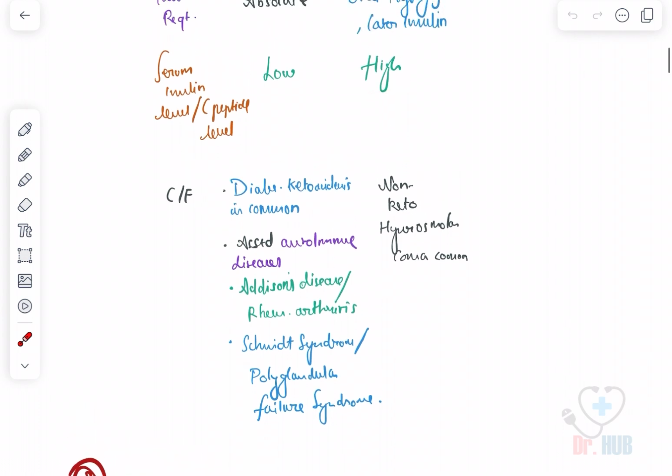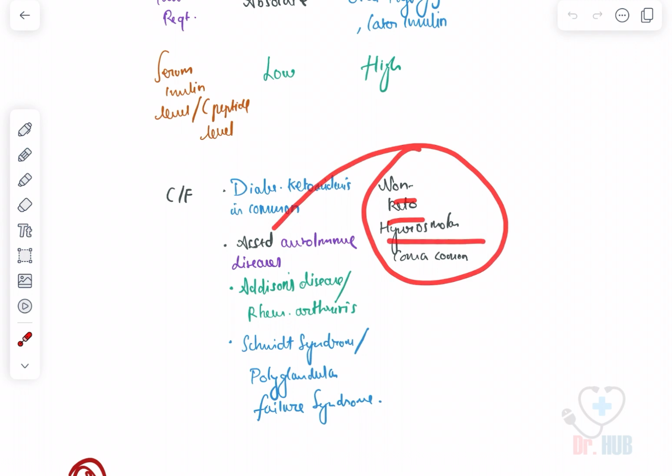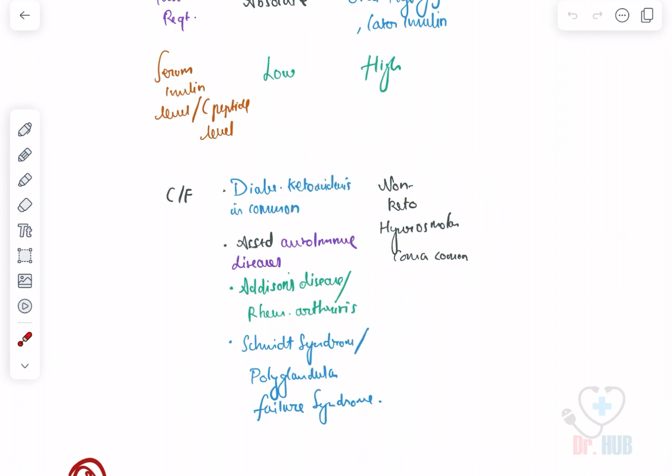Then moving on to the clinical features. In type 1, there is diabetic ketoacidosis, which is more common in type 1. It is associated with autoimmune diseases, such as Addison's disease as well as rheumatoid arthritis. There is Schmidt syndrome and polyglandular failure syndrome. Then looking at type 2, non-ketotic hyperosmolar state is common here.